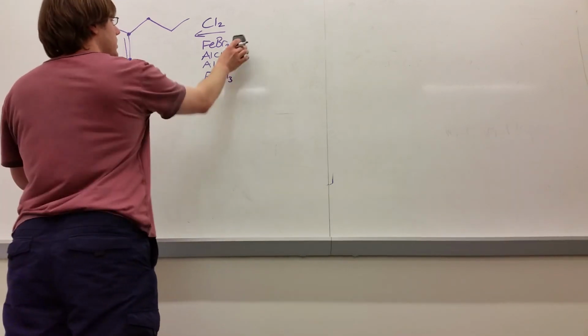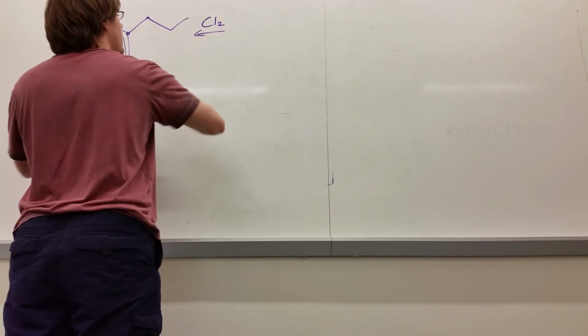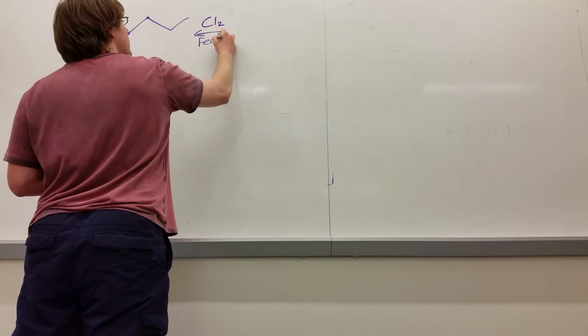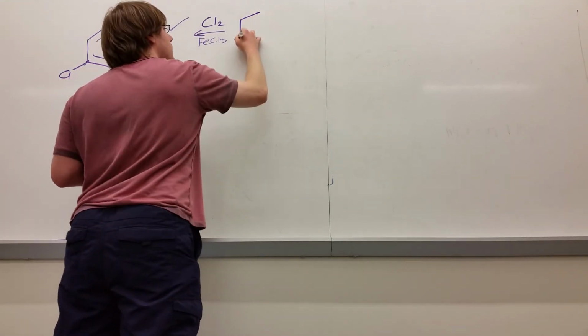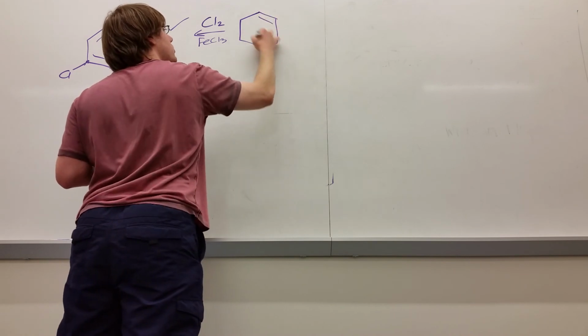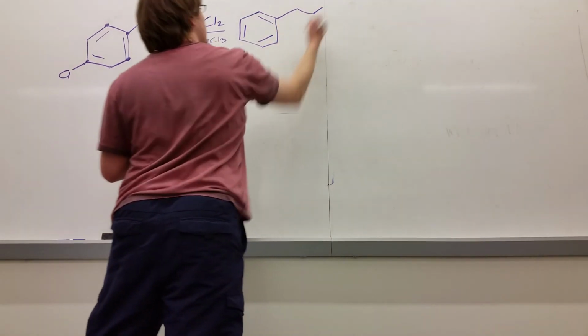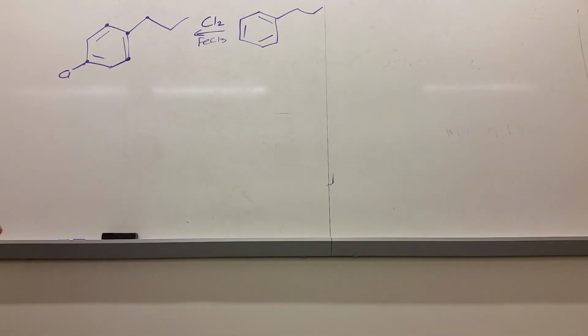Okay, so technically your cover sheet has this one, FeCl3, so I'll just try and stay consistent with your cover sheet, FeCl3. So I'm adding the chlorine in my first step. So now I go back to this, okay? And now I just need to add the carbon chain.